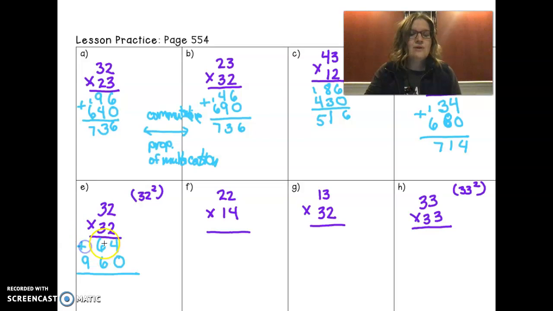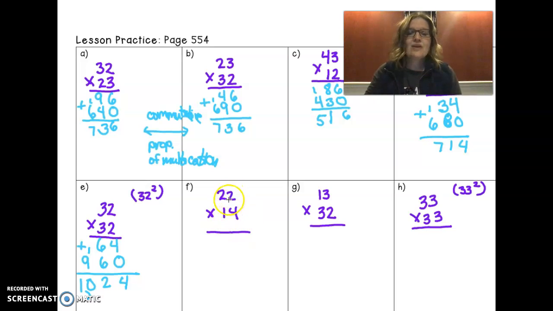Add these up. 4 plus 0 is 4. 6 plus 6 is 12. Carry our 1. 9 plus 1 is 10. So 1024 is the value of 32 squared.